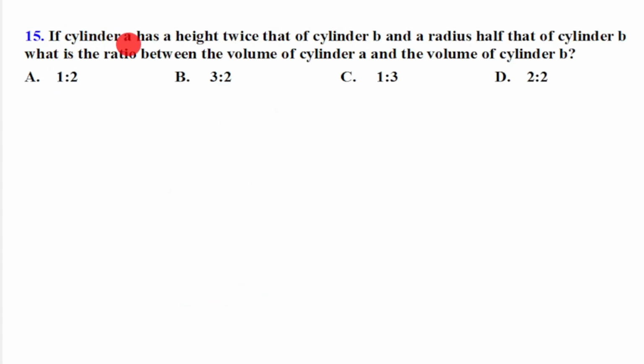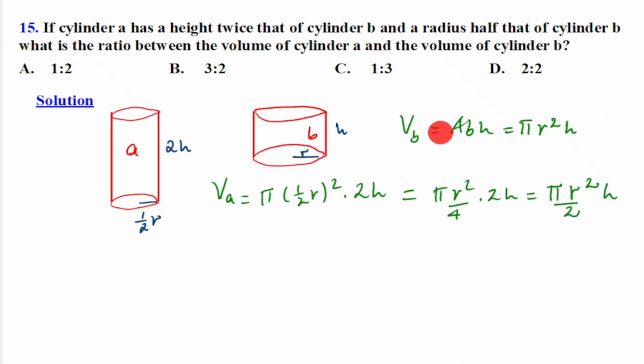15. If cylinder A has a height twice that of cylinder B and a radius half that of cylinder B, what is the ratio between the volume of cylinder A and the volume of cylinder B? Now the volume of cylinder B is base area times height. Since the base of the cylinder is a circle, the area of a circle is pi r squared, times height. And the volume of A is equal to pi times 1 over 2 r squared times 2h.